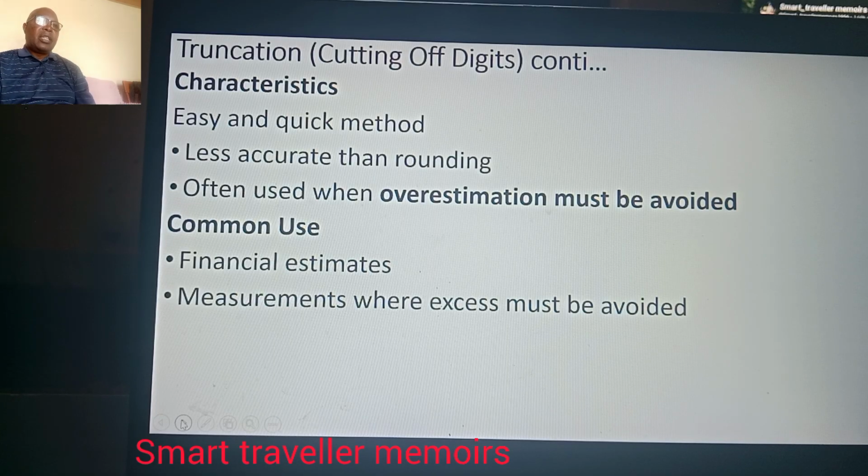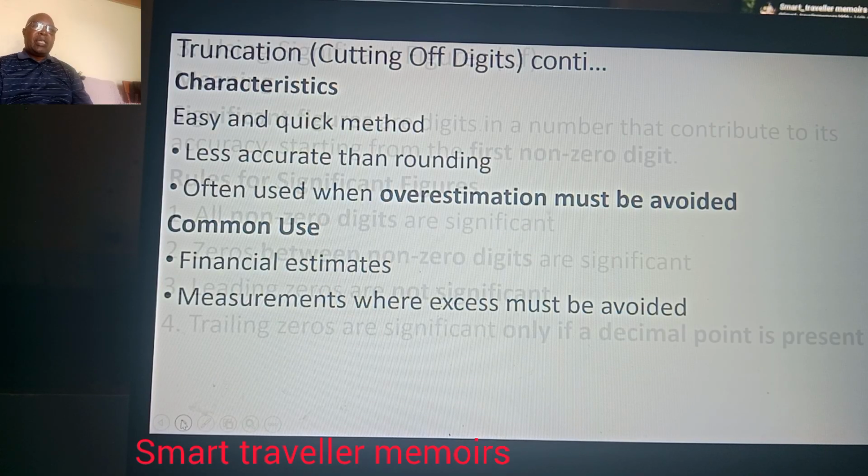Continuation of truncation. Characteristics: easy and quick method, less accurate than rounding, often used when overestimation must be avoided. Common use: financial estimates, and measurements where excess must be avoided.